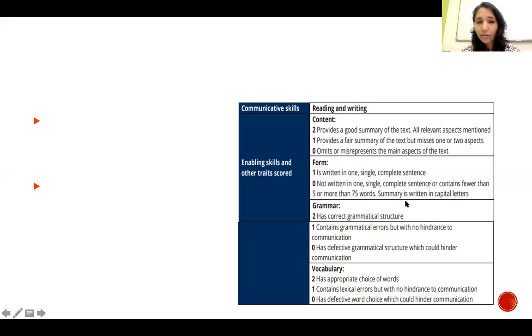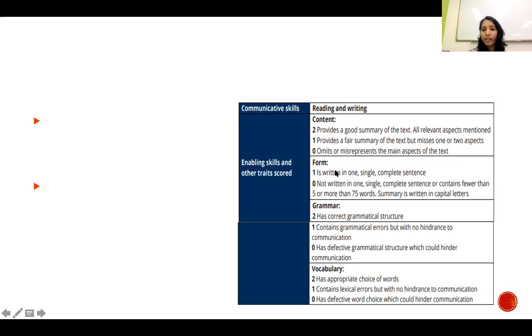So this is how you're marked for your summarized written text. So for your reading and writing, you see if it's providing a good summary of the text, if all the relevant aspects are mentioned, then it provides a fair summary of the text. So content is how much of your writing is related to your topic. So your content can be synonymous to the ideas in your topic. So if you're able to provide a good summary of the text and the topics in the text, and if you're able to put all the relevant aspects given to you in the text, and if you provide a fair summary, then you get your maximum content points.